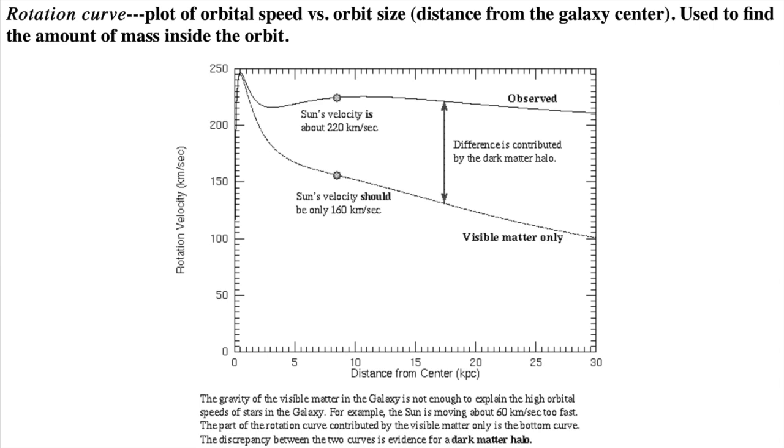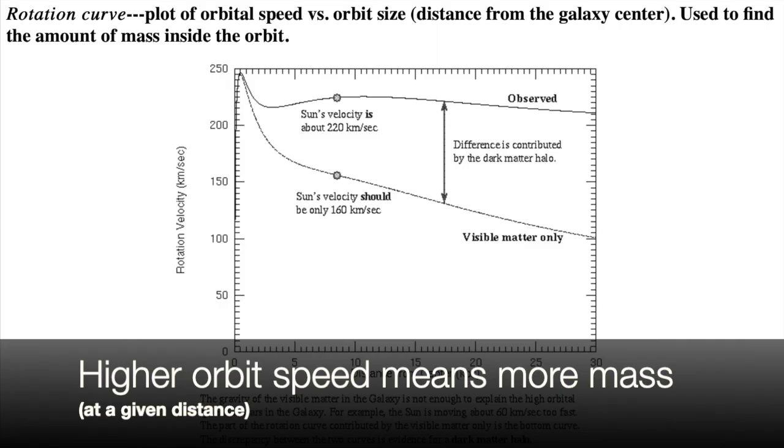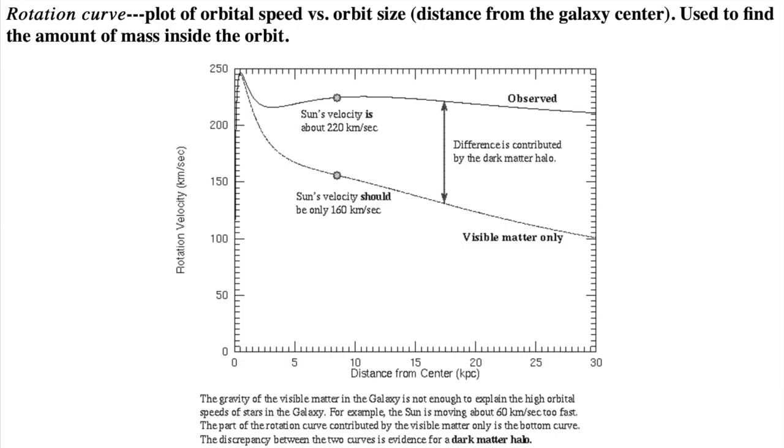The rotation curve tells you the amount of mass inside a given distance from the center. The higher the orbit speed, the greater is the amount of the enclosed mass. You find how the mass is distributed in the galaxy by looking at how the amount of enclosed mass changes with the size of the orbits.